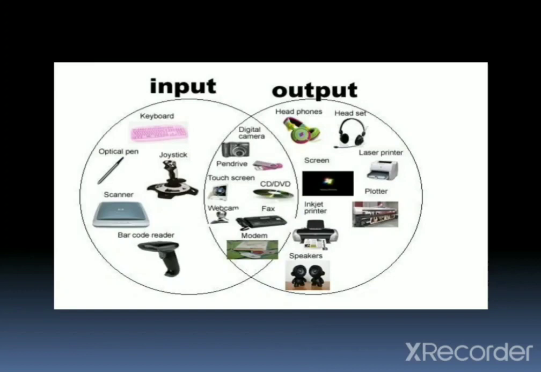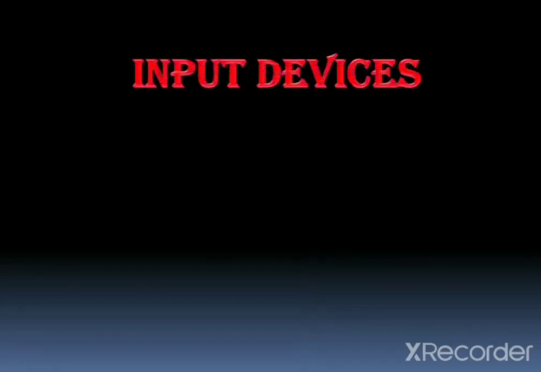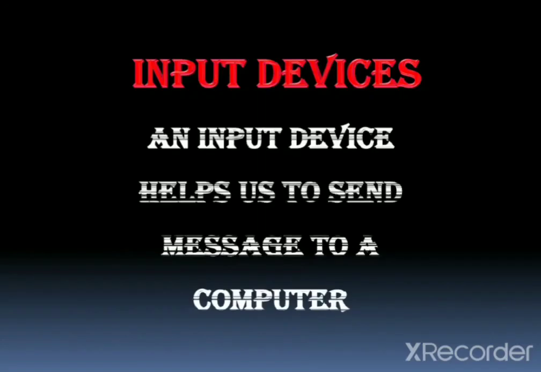Do you know, children, how information gets in your computer and how it comes out in a form in which you can use? It is only possible with the help of these devices. So, we will start with input devices. What is the meaning of input device? Input devices are used to send messages to a computer. With the help of input devices, you can interact or communicate with the computer. Clear? Children, there are different types of input devices.